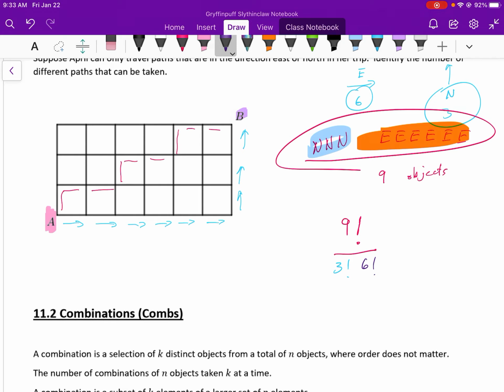So 9 factorial, just do this one quickly, I hope. Calculator work is never that quick. So 9 factorial divided by 6 factorial times 3 factorial will yield an answer of 84 different paths.